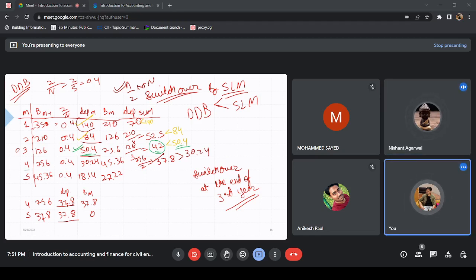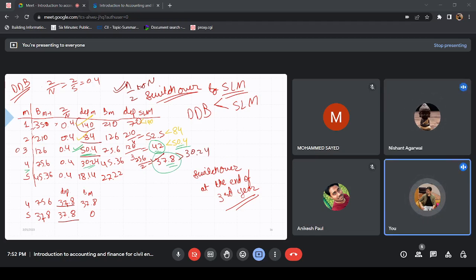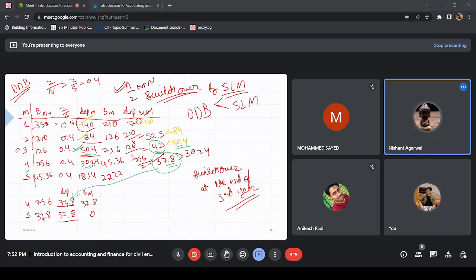Now, when we check for fourth year, by DDB we are getting 30.24, and by SLM we are getting 37.8. Now, this value is on the higher side. So we would prefer to have this value, right? I mean, the higher depreciation. So we took this for the fourth and fifth year. Okay, sir. Got it, sir.